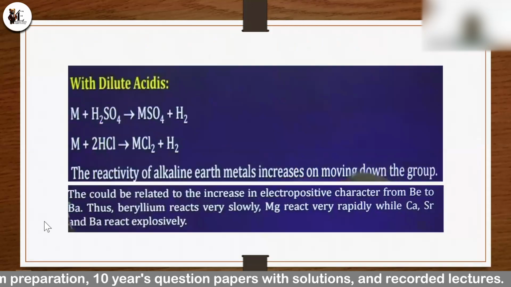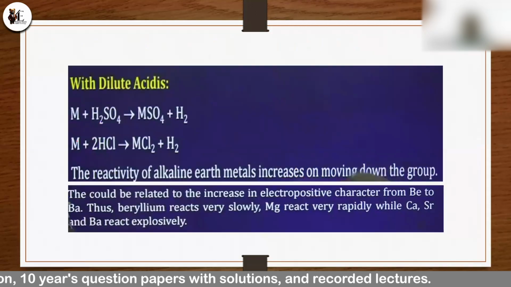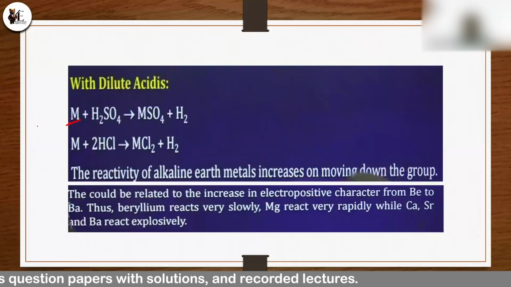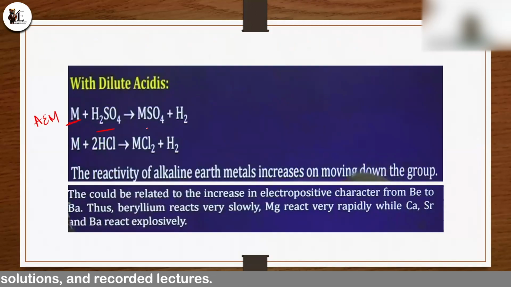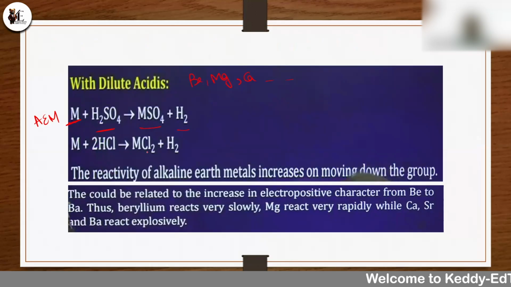So how do they react with acids? Here M is your alkaline earth metal. When it reacts with sulfuric acid, it gives you MSO4 plus H2. M is beryllium, magnesium, calcium, and so on. When it reacts with hydrochloric acid, we have MCl2 plus H2.